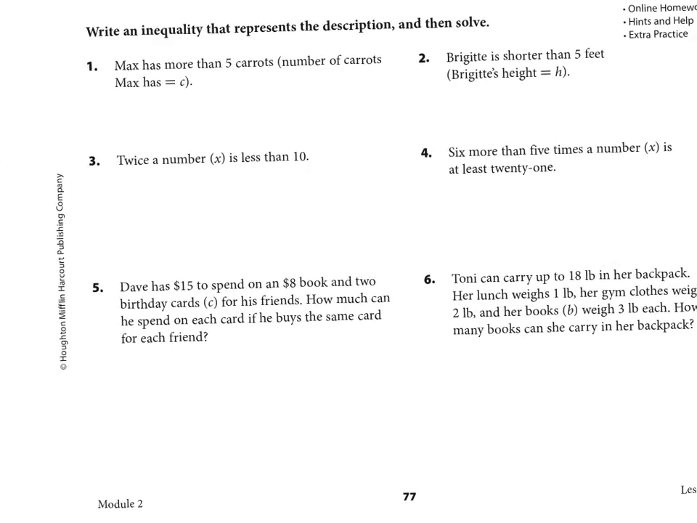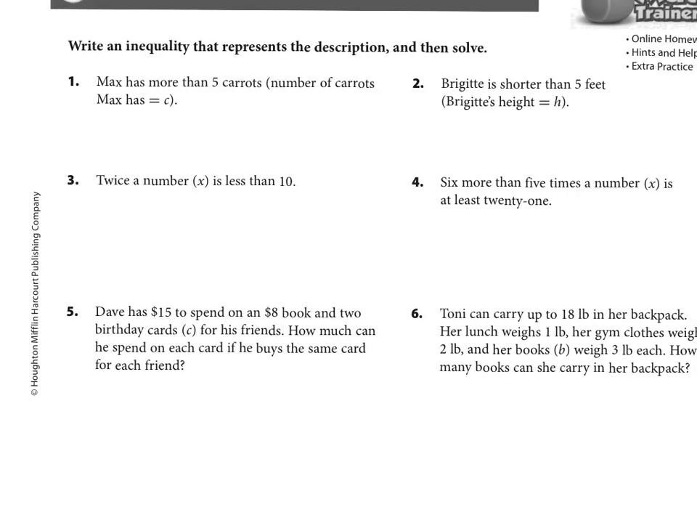So here, I'm going to start with number 3. It says write an inequality that represents the description and then solve it. For number 3, it says twice a number x, so 2 times x is less than 10. So there's our inequality. Then we solve, so we divide by 2, and that gives us x is less than 5.